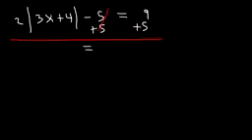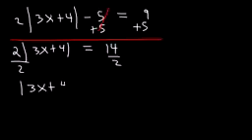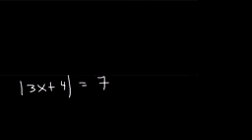Nine plus 5 is 14. So this is what we have. Next, divide both sides by 2. So the absolute value of 3x plus 4 is equal to 14 divided by 2, which is 7. Now at this point, this is when you want to write two equations, when you only have the absolute value on one side and a number on the right side and nothing else.